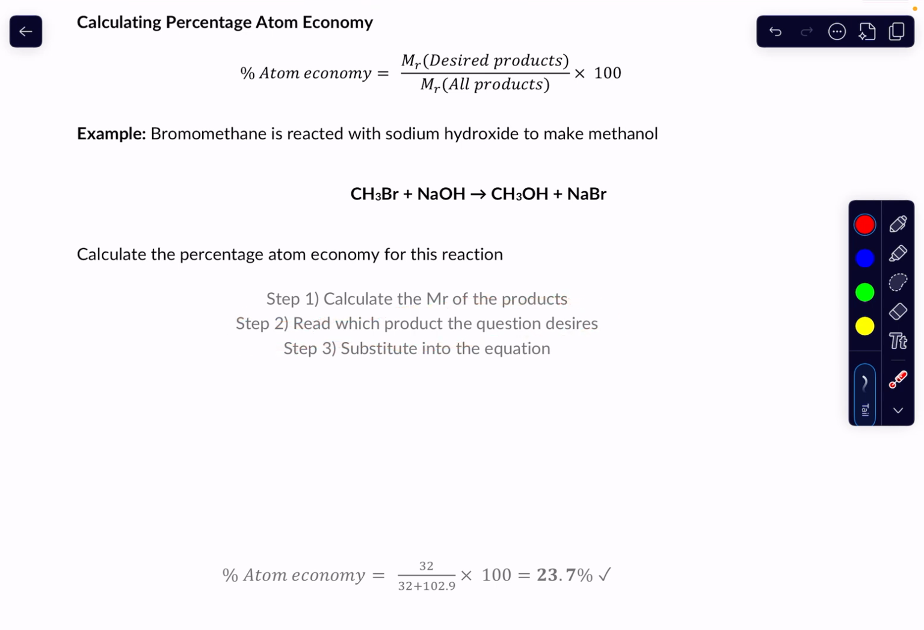That's the important part. So it says here, calculate the percentage atom economy for this reaction. Bromomethane is reacted with sodium hydroxide to make methanol. Methanol is the desired product. That's why we're doing it, to make methanol, which means this guy, sodium bromide, is a waste product. We don't include this. So substitute into the equation like so, and I've got the answer down here, but let me show you where these numbers are coming from.